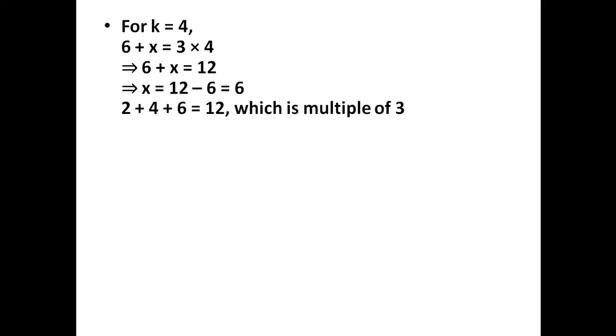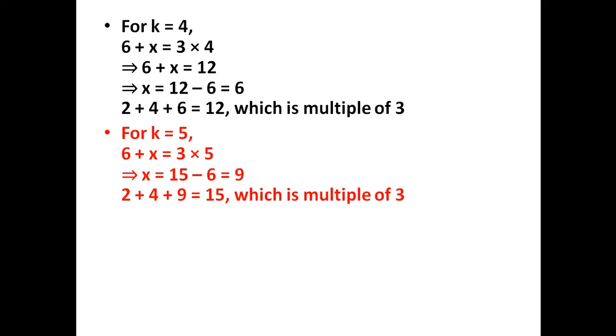k is equal to 4. 3 into 4 is 12, so x is equal to 12 minus 6, equal to 6. When you substitute in the sum of digits, it is correct, because 12 is a multiple of 3. Then for k equal to 5, you will get x as 9. The sum of the digits is 15, which is also a multiple of 3.